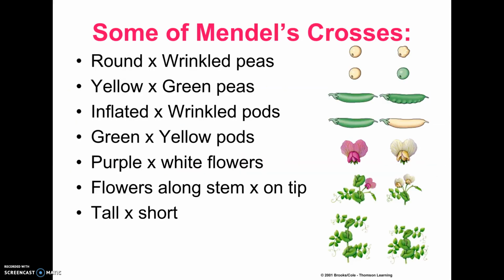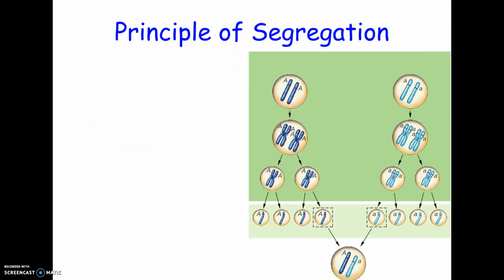These are just a list of some of his crosses. You don't have to memorize these or anything, but just to give you an example, every single one of these crosses he did had an exact dominant recessive outcome. Inflated versus wrinkled pods. They either came out fat or they came out wrinkled. Nothing came out in between. Even tall and short. In pea plants, they either come out tall or short. So this is how he discovered his principle of dominance.